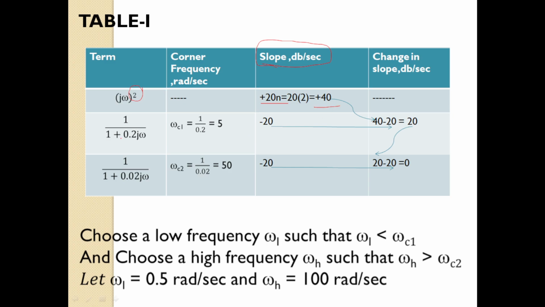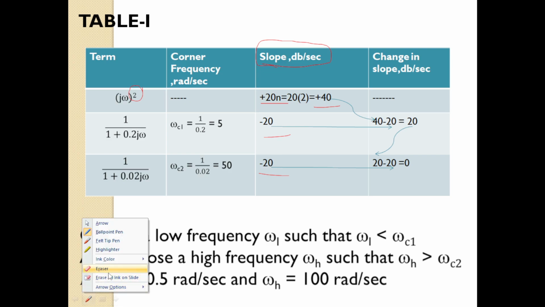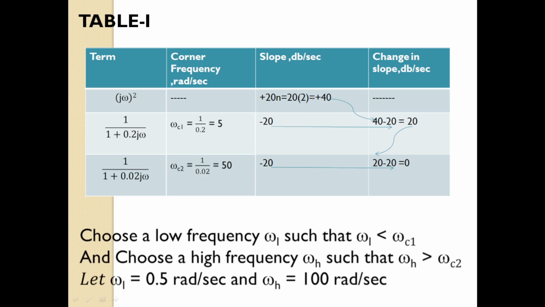So the slope for the first order factor in the denominator is minus 20. Write down minus 20. Slope for the other first order factor in the denominator is also minus 20. Write down minus 20. So the slopes for the terms given in the open loop transfer function are plus 40, minus 20 and minus 20.